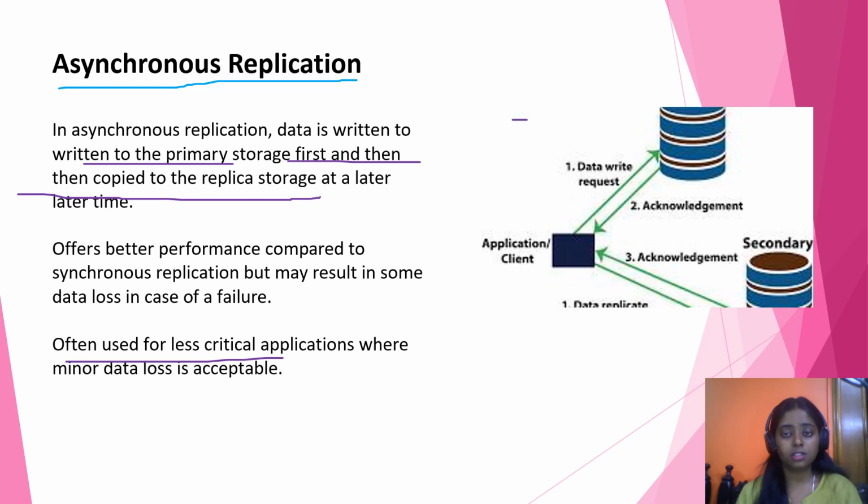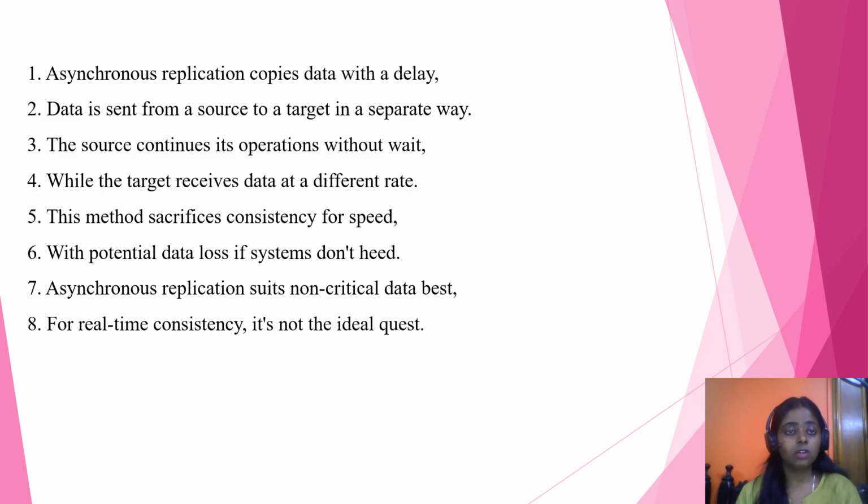So this is the image that depicts asynchronous replication. So here we have asynchronous replication copies data with delay. Data is sent from a source to a target in a separate way. The source continues its operation without waiting, while the target receives data at a different rate.